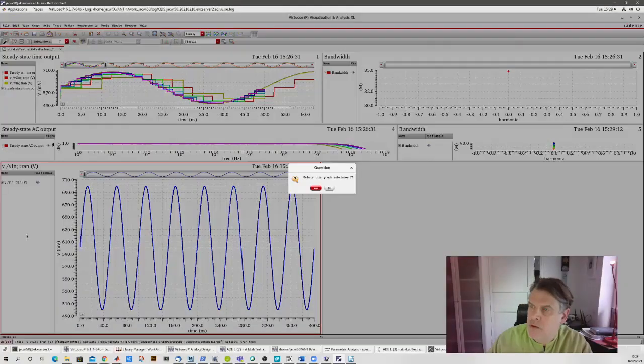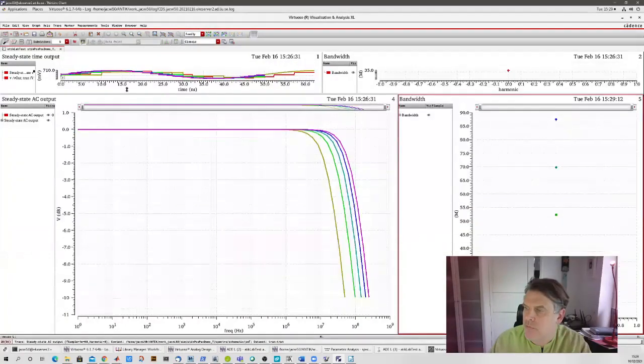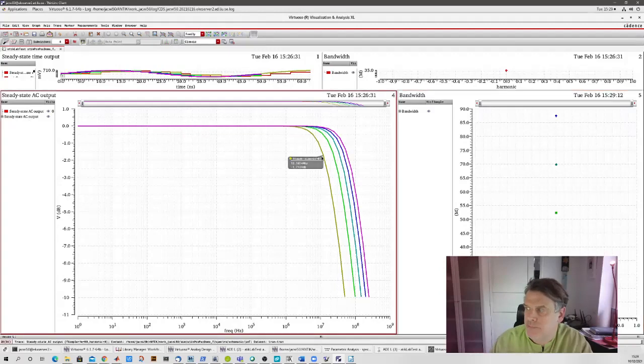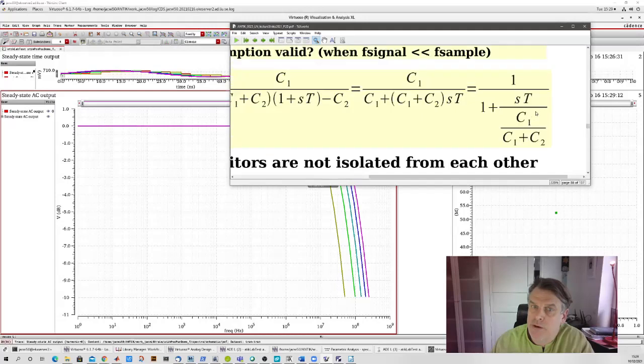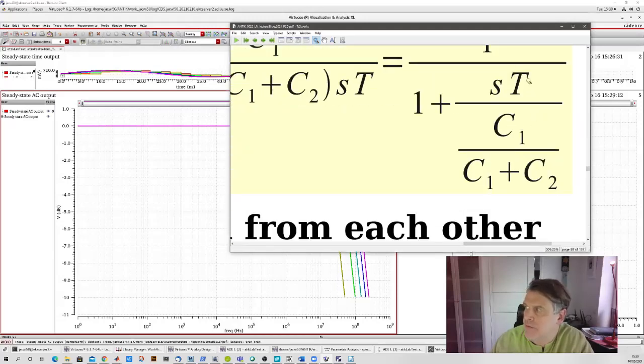And let's look at the nice feature with the AC analysis, periodic AC. So now it simulates and finds the bandwidth for all these different sample frequencies. And if we go back to the equation again, you remember the pole here is given by C1 divided by T, or C1 times F divided by C1 plus C2, that's my pole. So it's going to scale linearly with my sample frequency.